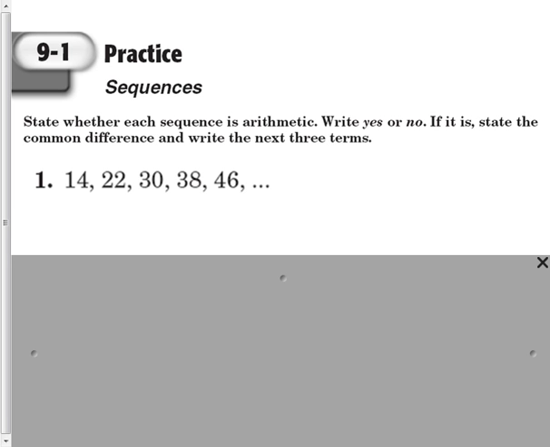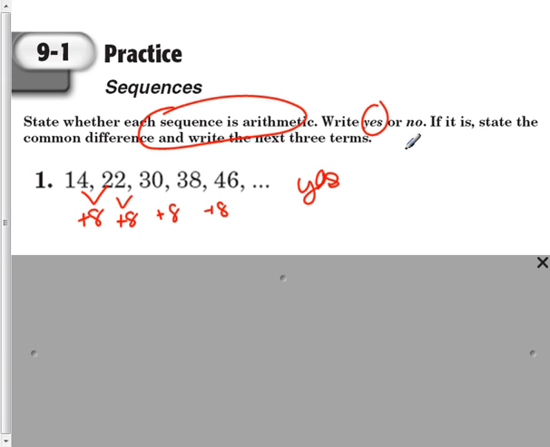So again, remember in 9-1 we were stating whether or not a sequence is arithmetic or not. Remember that's adding the same number over and over again. So you see here we are adding 8, adding 8, adding 8, and adding 8. So we can say yes. Alright, so yes or no. And if it is, state the common difference. So we can say common difference equals 8, or plus 8 might be important as well.